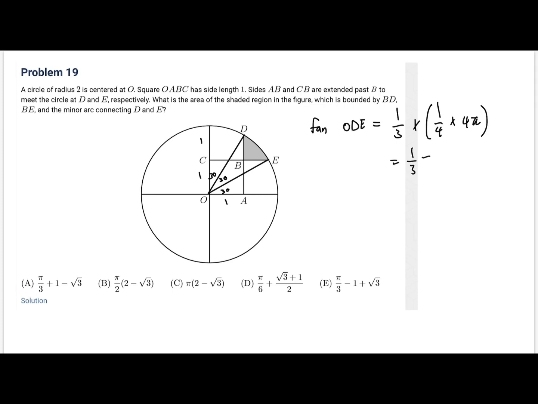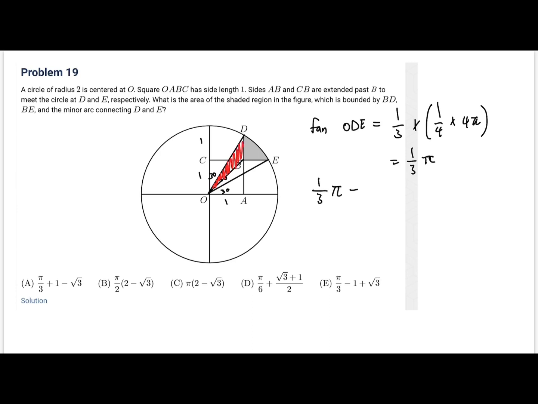And then the shaded region would be 1/3 pi minus, so we'll have to divide this into 2 again, and so we'll have to subtract 2 of these.